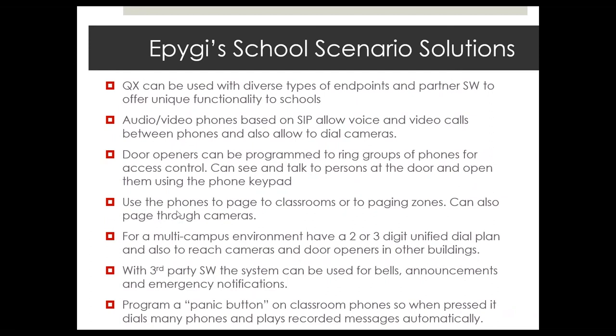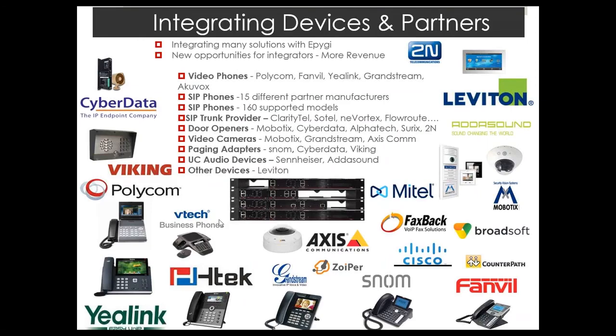Door openers can be programmed. They can ring groups of phones for access control. You can see and talk to the person at the door and then allow the door to be opened using a keypad. You can use the phones to page classrooms or paging zones, and you can also page through cameras. For a multi-campus environment, you can set up a dialing plan, 2-3 digit dialing, however many digits that you need. You can also reach cameras at the other locations and door openers. And with third-party software, they can be used for bells, announcements, emergency notifications. You can even do some of that within the QX itself, which I'll show you how to do.